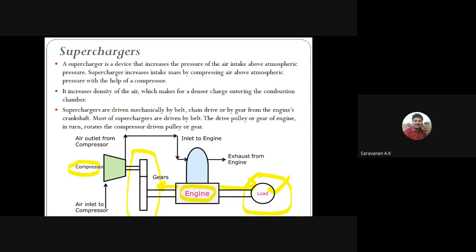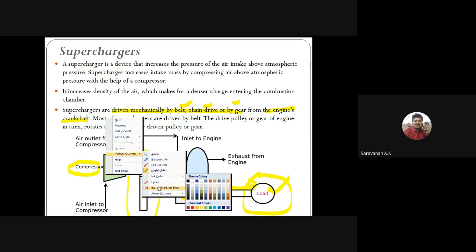See, here the supercharger is driven by any mode, either a belt or a chain drive or a gear, right? It will get power from the engine crankshaft, or in some cases the compressor will be run by an external source also, right? So it is the general format of the superchargers.